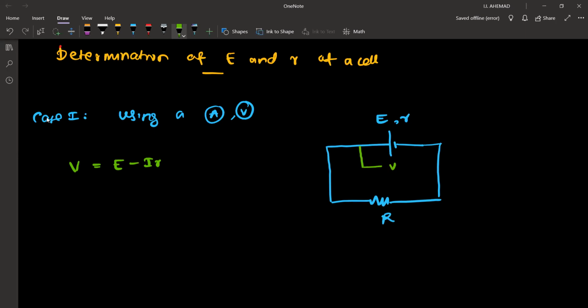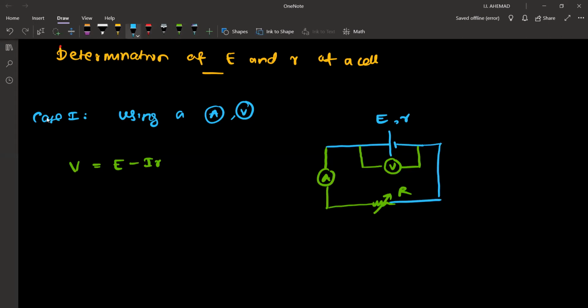For that, you will have to connect a voltmeter across the battery. And next, you need the current through this internal resistance. So it is the same current that is going to pass through the external resistor. So you can measure this current. So let's say this is a variable resistor. So V is equal to E minus Ir.